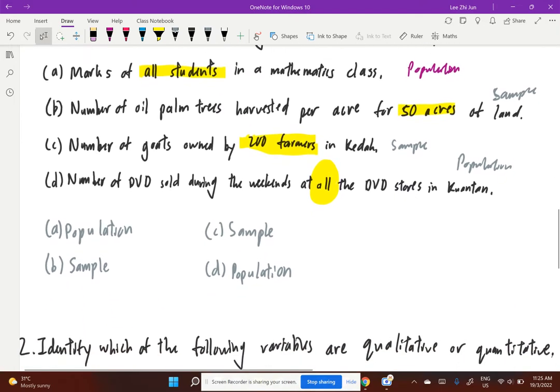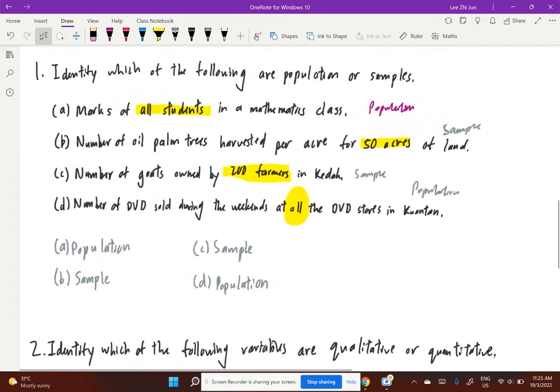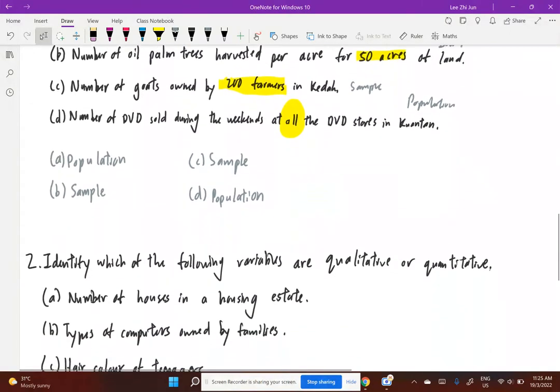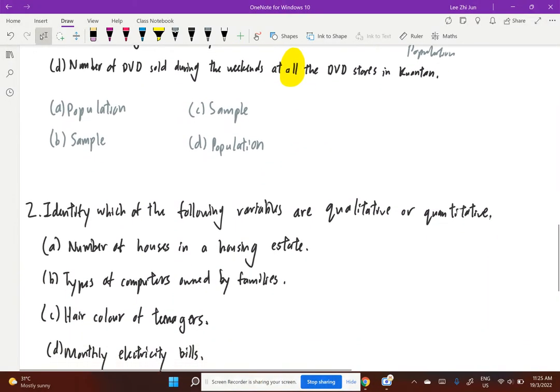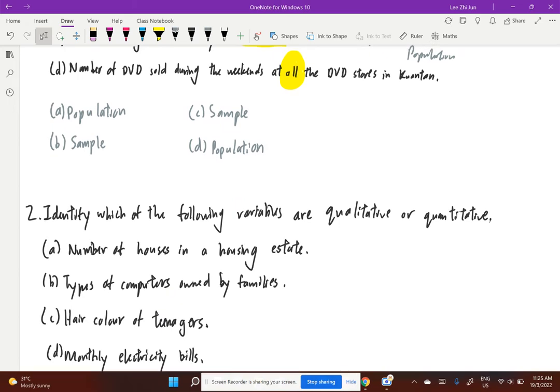Next. Identify which of the following variables are quantitative or qualitative. Okay. So A, the number of houses in a housing estate. This is just a number you can count, because the number of houses you can count, right? So it is quantitative.